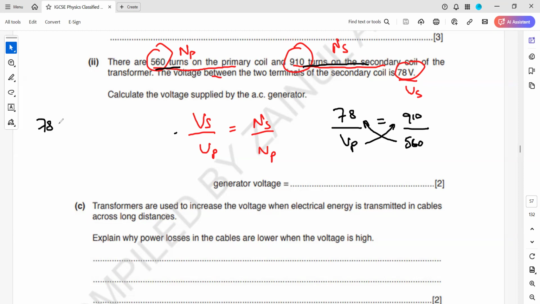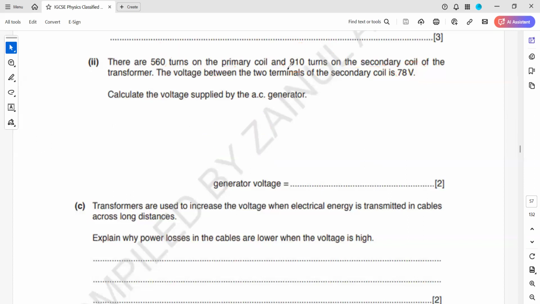So it will be 78 multiplied by 560 is equal to 910 multiplied by VP. 910 is multiplied, so on the other side it will be divided: 78 multiplied by 560 divided by 910. So the voltage of the primary is equal to 48 volts. Which transformer is this? Step up or step down? Step up transformer. You can clearly see, even without calculation, you can tell it's step up because the secondary has 910 turns and the primary has 560 turns. So if the primary has fewer turns, it will be a step up transformer.